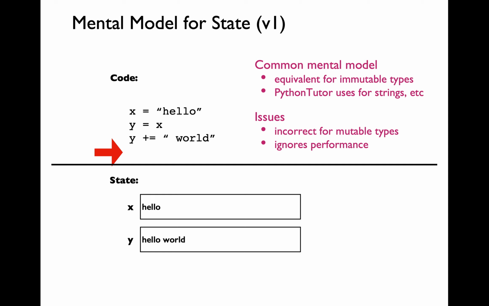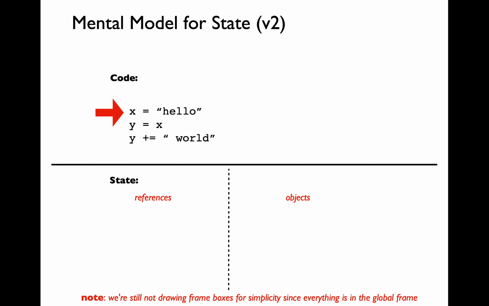So what is wrong with the current mental model for state? There are a couple of issues. Firstly, it is incorrect for mutable types. Secondly, it ignores Python's performance-based optimization. We'll be discussing both of these issues in detail in the upcoming slides. Let's first fix our mental model for state by learning version V2. Recall that objects reside in heap memory and variables reside in stack memory. I'm going to differentiate heap memory from stack memory by drawing this vertical dotted line.